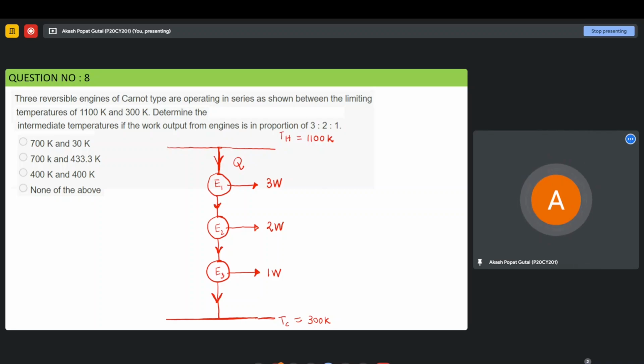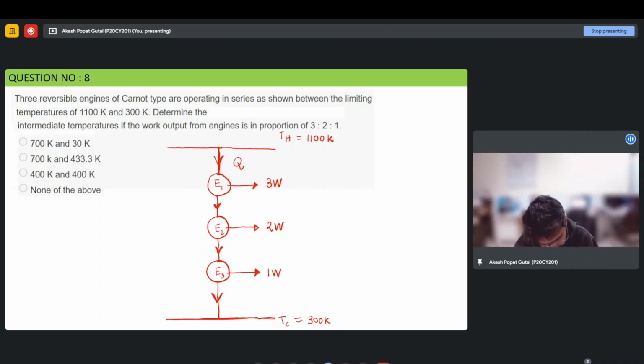So Q is the heat taken from the hot reservoir, and the E1 engine will transfer heat to the E2 engine. That amount is Q minus the work done, 3W. In the same way, E2 will transfer heat to E3, and that heat will be Q minus 3W minus 2W, which is Q minus 5W. And at the end, E3 will dissipate heat to the cold reservoir: Q minus 5W minus W, which is Q minus 6W.